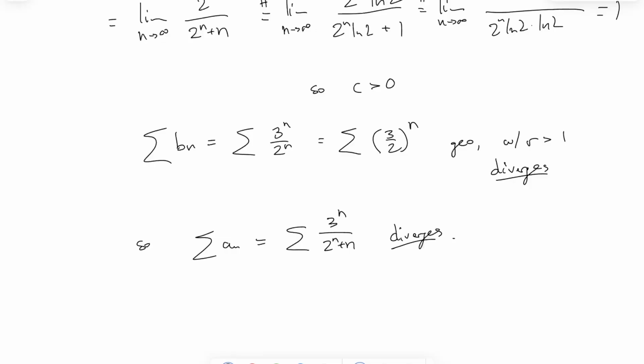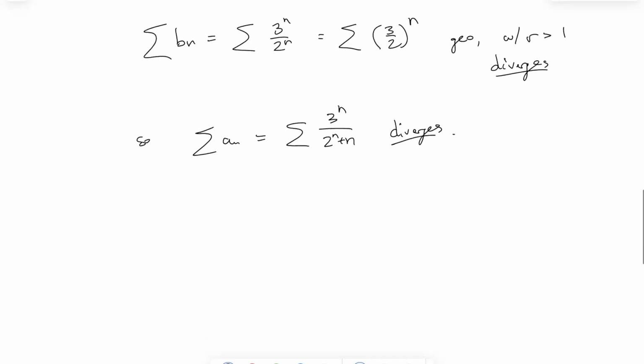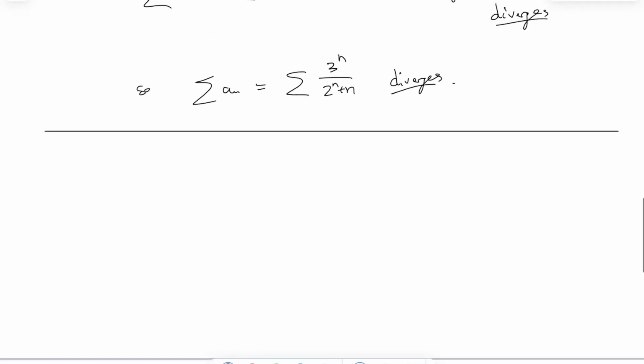All right, I got 2 for you to try, and then we'll go on to something different. In each case, your job is just say, does it converge or diverge? There's one, and here's one. See what you think.